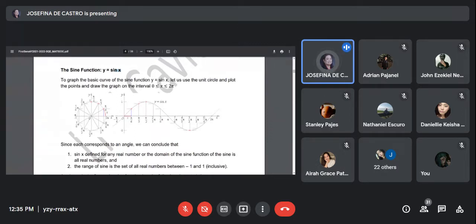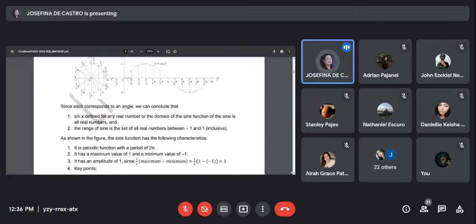So, kagaya pa rin siya ng coordinates x, y. Kaya lang sa x natin ay radian measures, angle measurement in radian. At ang y mo is the corresponding value of that sine. Okay? So, malalaman mo dyan, because of this curve, na kahit anong pindutin mo kay sine, ay hindi ka aabot ng lalampas ng 1. Okay? Ayan ang itsura niya.